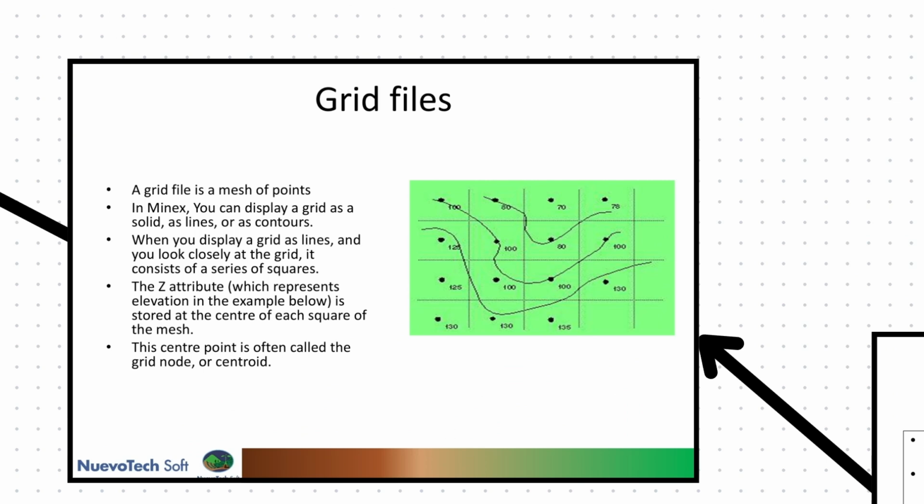The Minex grid file, .grid, is a representation of the mesh of points. When you view it, you can see it as a network of squares drawn as lines or contours. The key is that each grid node, often at the square centers, carries a value like elevation or thickness. For instance, for the coal seam, as you can see, floor elevation.grd might store the floor elevation at each node, so plotting the grid gives you the continuous floor surface. In Minex, you can display the grid as colored contours or a solid surface. It's very visual.